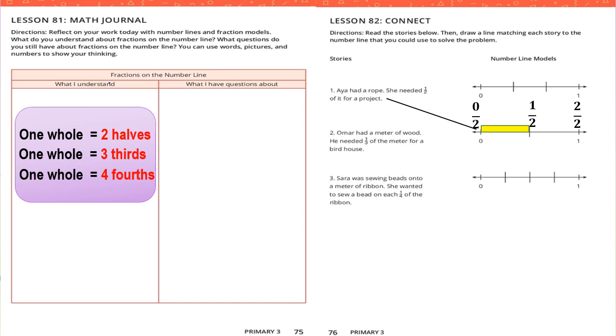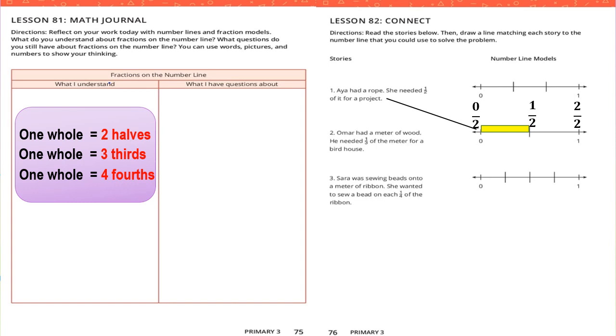Number 2, Omar had a meter of wood. He needed 1/3 of the meter for a bird house. Our fraction here is a third. Look at the denominator. The denominator here is 3. It means 3 equal parts.